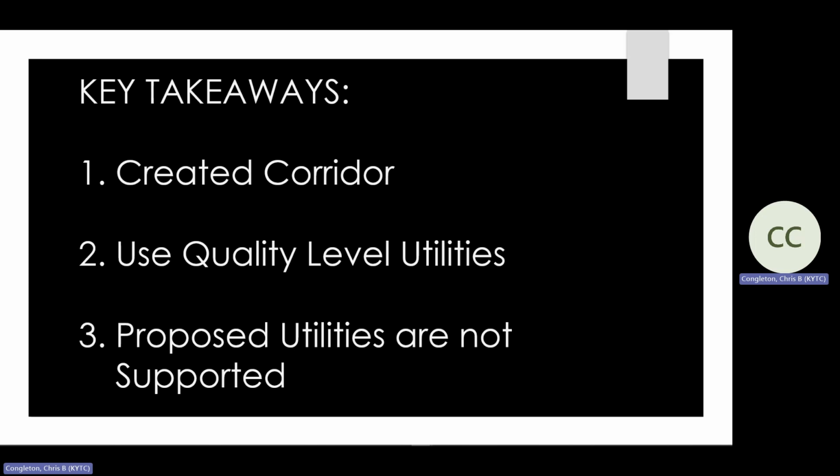Another takeaway is to use quality level of utilities, which describes the accuracy of the location of those utilities: height, depth, and distance off of center line. That can be A, B, C, D, etc. Those definitions can be found in the utilities manual. Another takeaway is that proposed utilities are not supported. This is for located existing utilities so that you can use the location of those utilities to put in your proposed utilities.